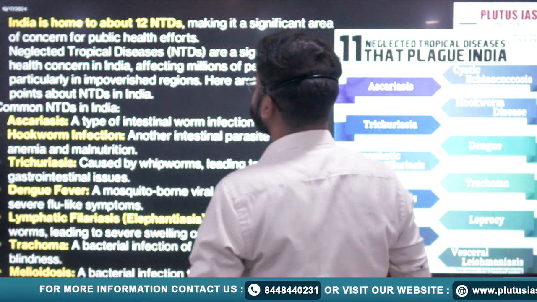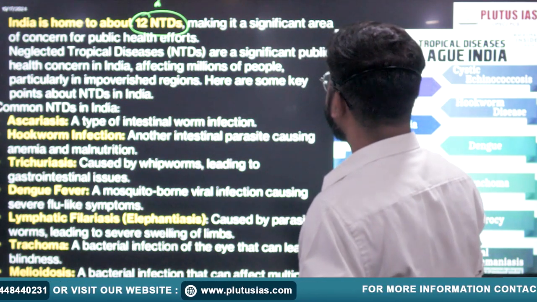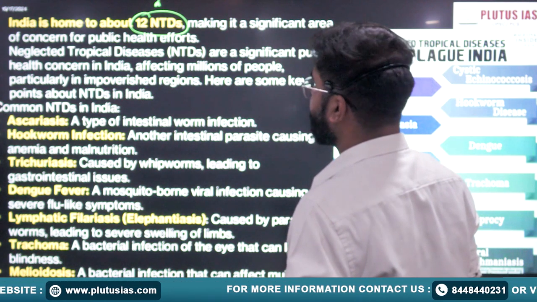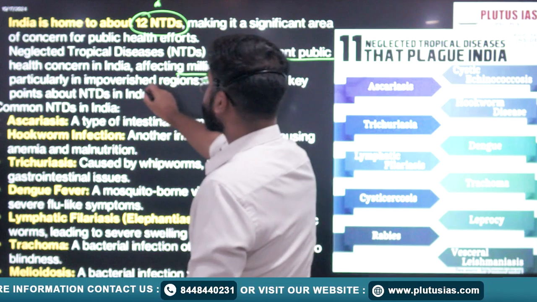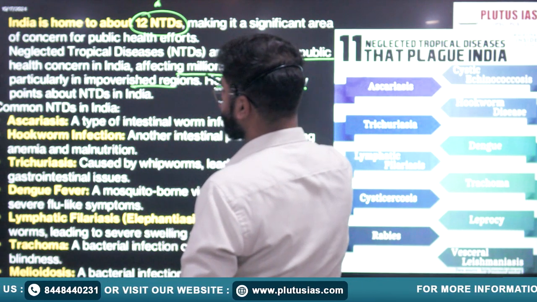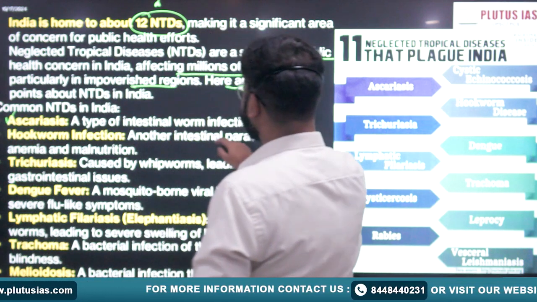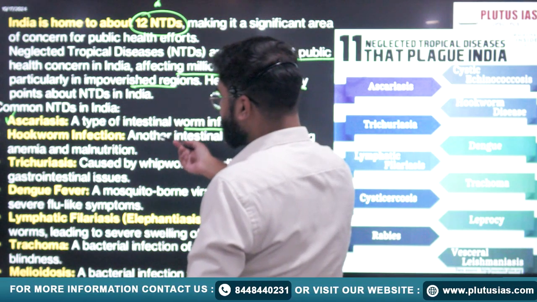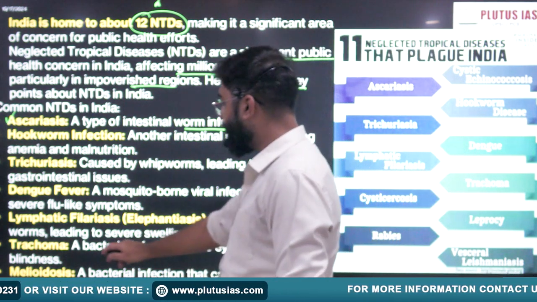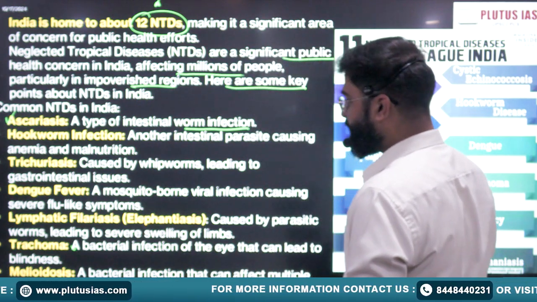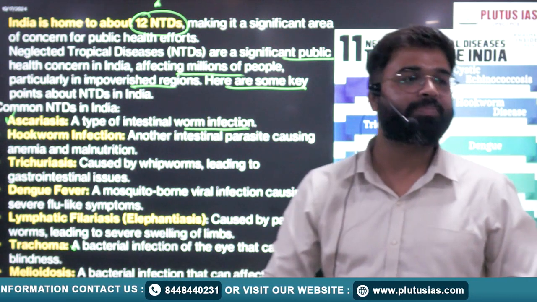Next, India is home of 12 neglected tropical diseases, making it a significant area of concern for public health effort. NTDs are a significant public health concern in India, affecting millions of people, particularly usme se bhi kaun se honge, impoverished region. Here are some of the points. Common, okay, kya naam hai iska? Ascariasis, the type of intestinal worm infection, hookworm infection, trichuriasis, dengue fever, lymphatic filariasis, trachoma, and melioidosis. ये सारी diseases हैं जो India में हैं. Basically 12 diseases हैं. इनका नाम थोड़ा सा पता होना चाहिए आपको.